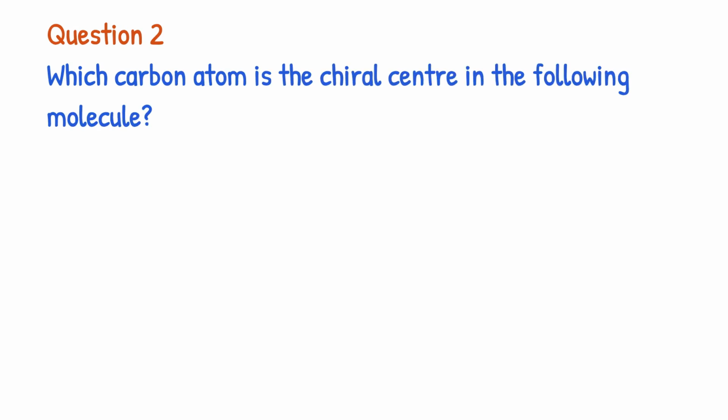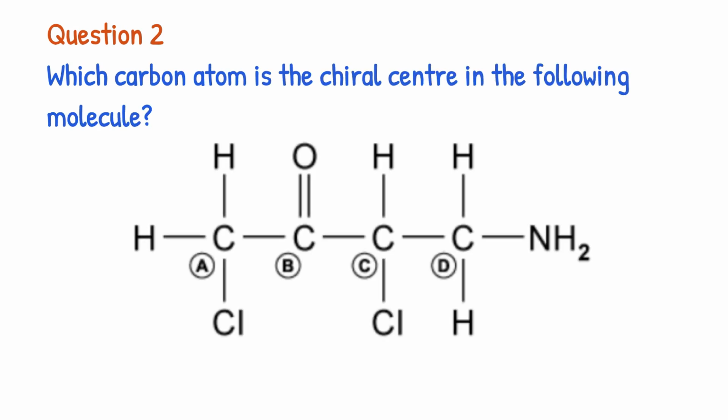Question 2. Which carbon atom is the chiral center in the following molecule? The correct answer is C, because this carbon is bonded to 4 different substituents: a hydrogen atom, a CH2NH2 group, a chlorine atom, a COCH2Cl group.